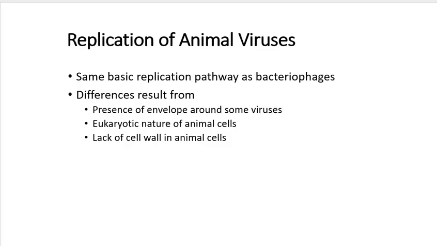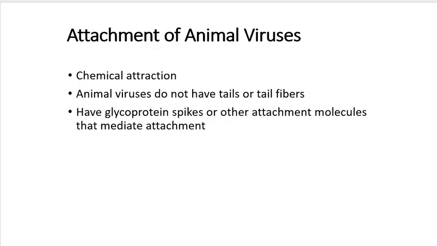So, again, it's basically the same replication pathway, but you have to realize the presence of the envelope around some of the viruses, the lack of cell walls in the animal cells, and basically that we're a eukaryotic cell, we have a lot more of those little things like mitochondria and stuff like that. So it does make a difference. We do have organelles that the bacteria don't have.